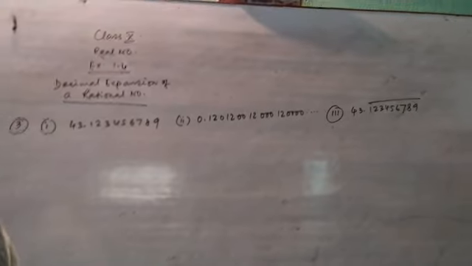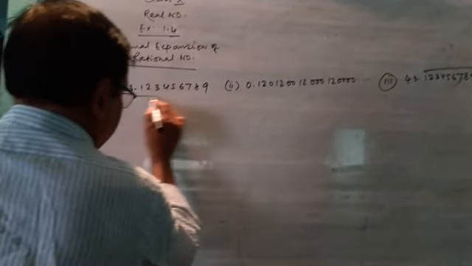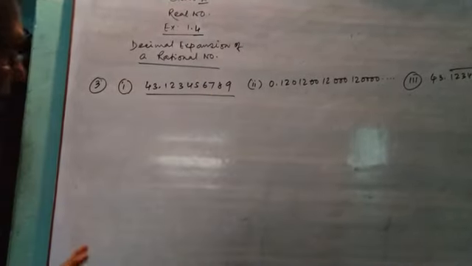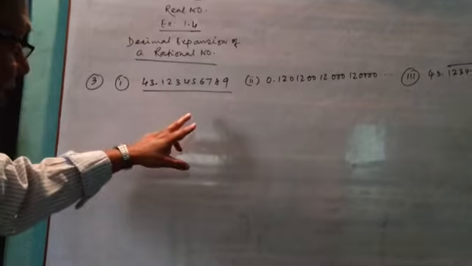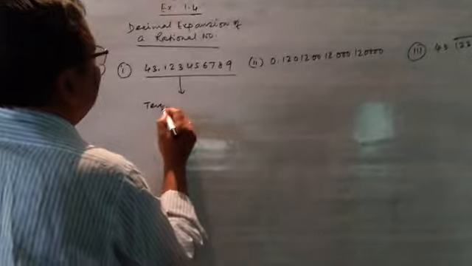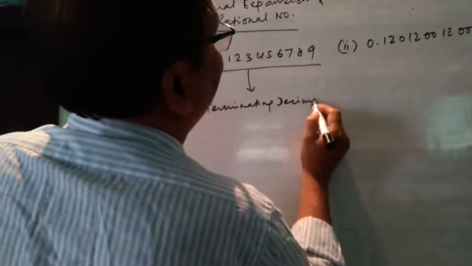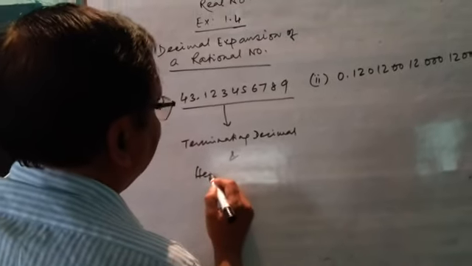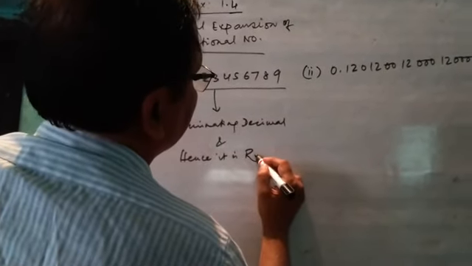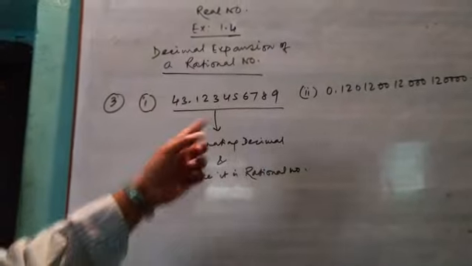First we have to identify whether they are rational or not. See this number very carefully. Is there any dot dot dot sign? No. Is there any recurring sign? No. It means it has a terminating decimal, and hence it is a rational number.